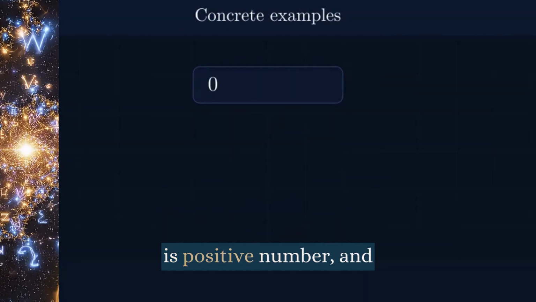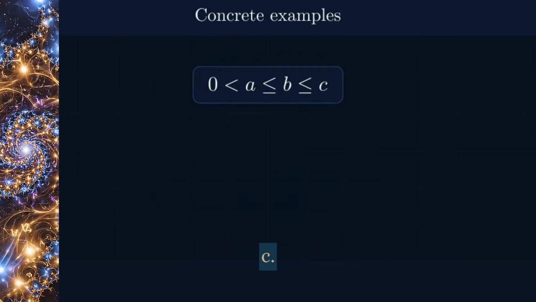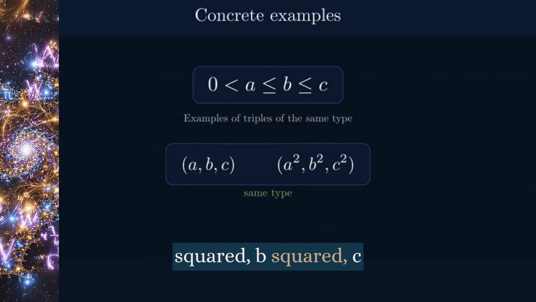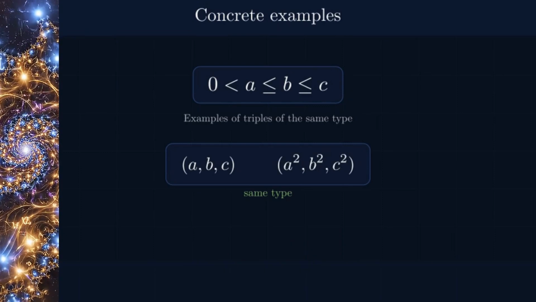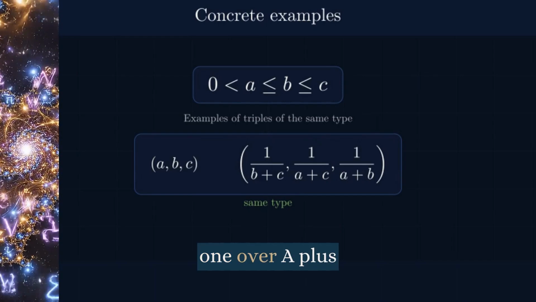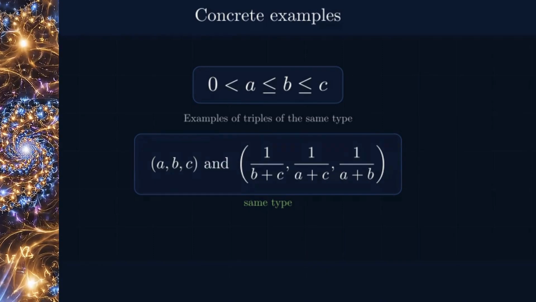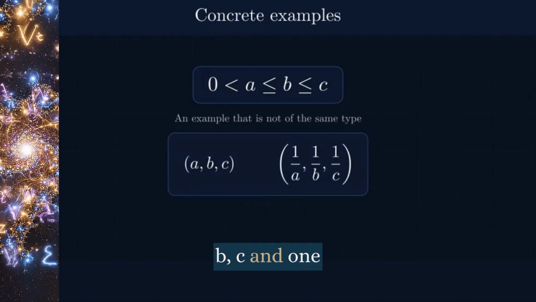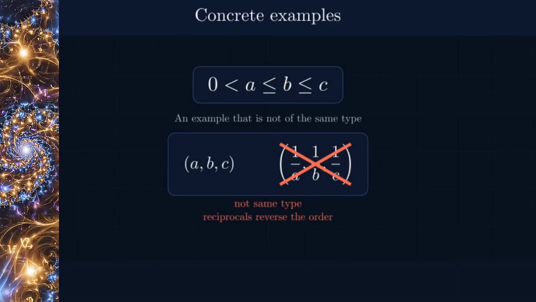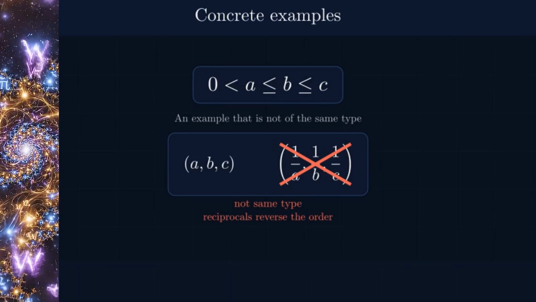Now suppose that A is a positive number, and it is less than or equal to B, and B is less than or equal to C. Then the triples A, B, C, and A squared, B squared, C squared are of the same type. Also, the triples A, B, C, and 1 over B plus C, 1 over A plus C, 1 over A plus B are of the same type. But the triples A, B, C, and 1 over A, 1 over B, 1 over C are not of the same type. Indeed, taking reciprocals reverses the order, so the ranking pattern changes.